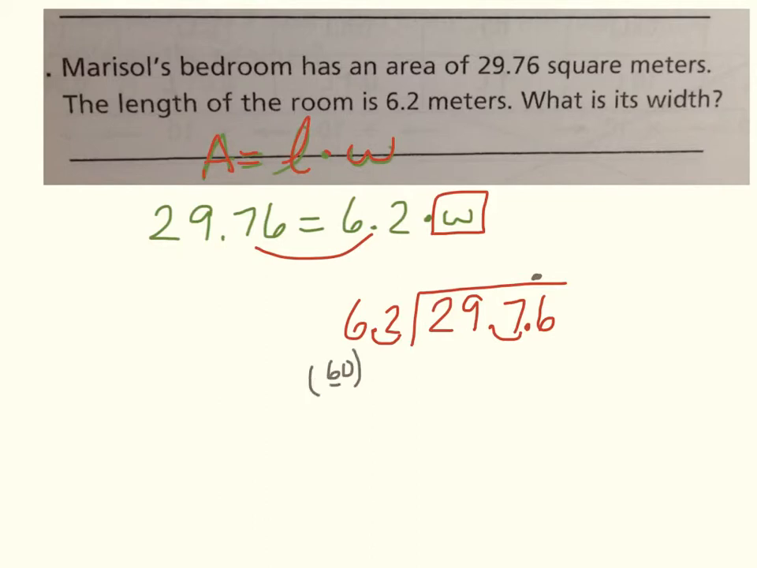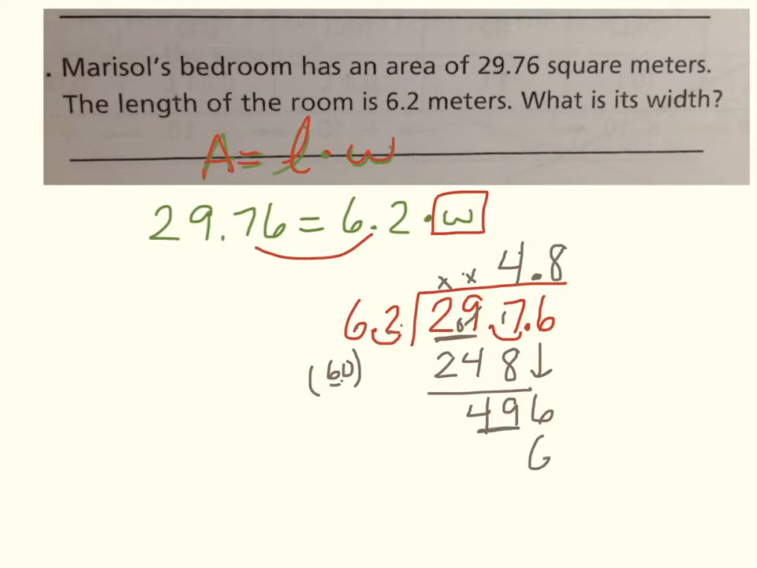6 doesn't go into 2, it doesn't go into 29, but 6 goes into 29 4 times. 4 times 2 is 8, 4 times 6 is 24. And then when I subtract, I get 49. 49 is less than 62, so I can bring down my 6. 6 goes into 48, 8 times. 8 times 2 is 16. 8 times 6 is 48, plus 1 more is 49, so we have 4.8 meters.